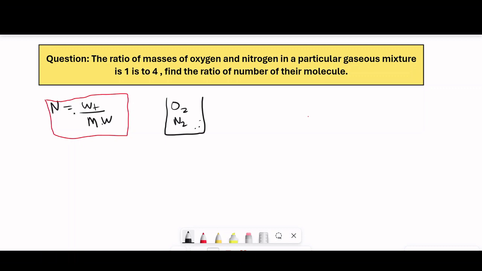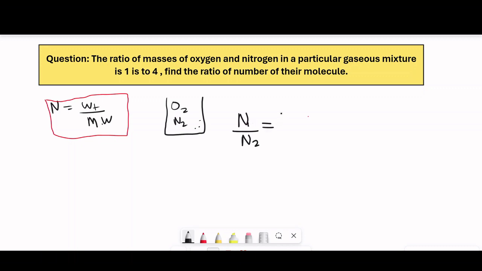Now, we are going to use this equation as I have said before, and what it's saying is find the ratio of the number of their molecules. When we see this word molecule, it is essentially talking about the molecular weight. So we have to take into consideration the molecular weight of oxygen and nitrogen. How can we do that? Okay, let's just put in the ratio. Since we are talking about ratios, it basically means something divided by something. So let's say N1 divided by N2. Now, let's say N1 is oxygen and N2 is nitrogen.